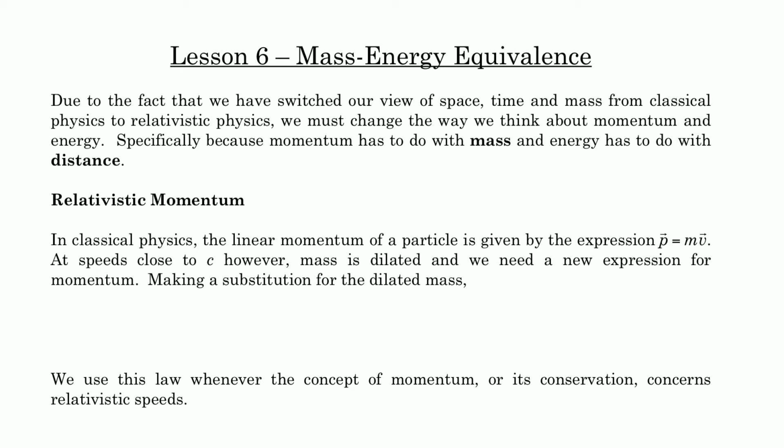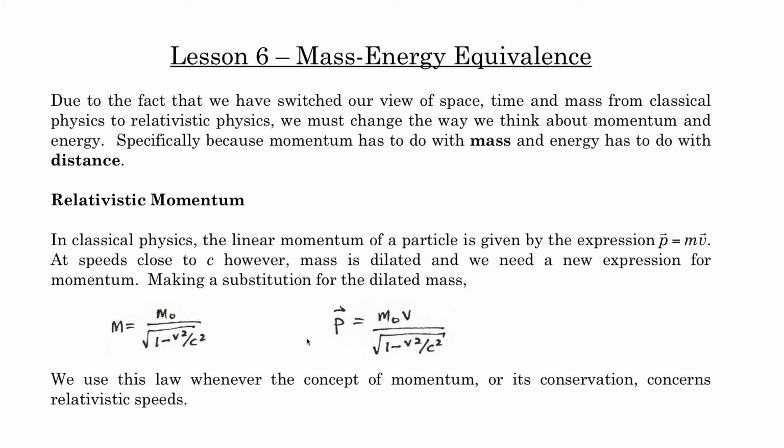So let's look first at momentum, and let's talk about relativistic momentum. So in classical physics, we knew that momentum equals mass times velocity. Okay, so this is obviously going to change now because we have mass which dilates when we get close to the speed of light. So if I make the substitution in momentum for dilated mass, I get p is equal to m naught v all divided by the square root of 1 minus v squared over c squared. Okay, so this is what I get.